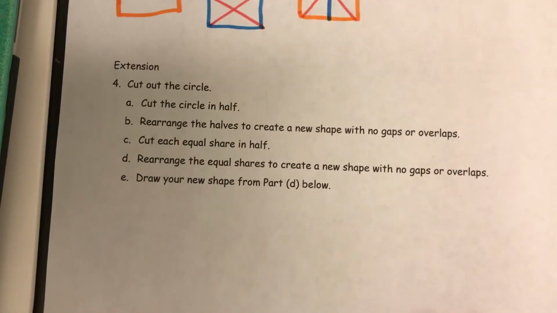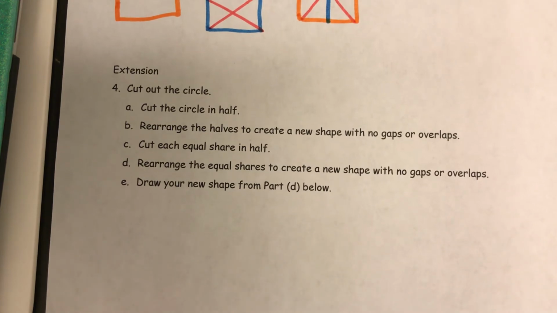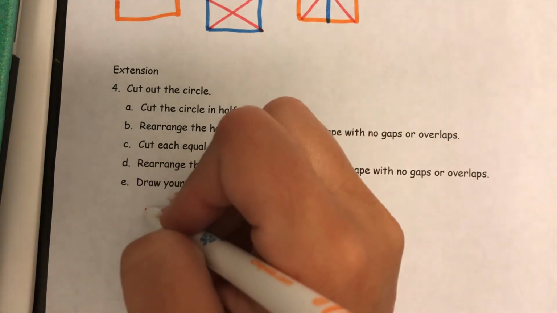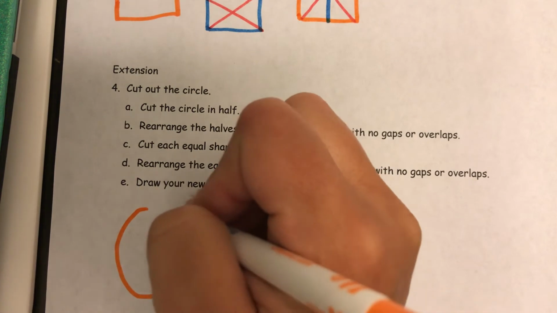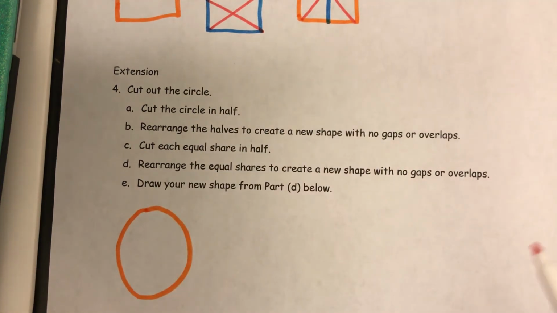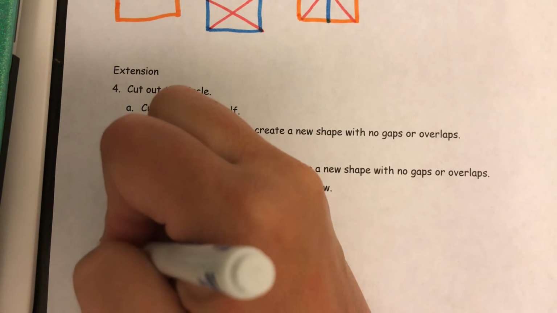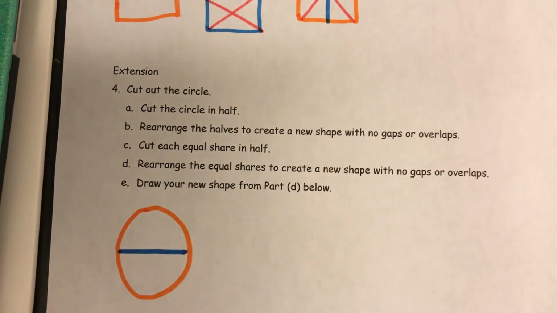Here it says cut out the circle. Okay, well I don't have the circle, so we're just going to draw a circle. We're going to rearrange the halves to create a new shape with no gaps or overlaps. So basically that is you're making it a half just like that.